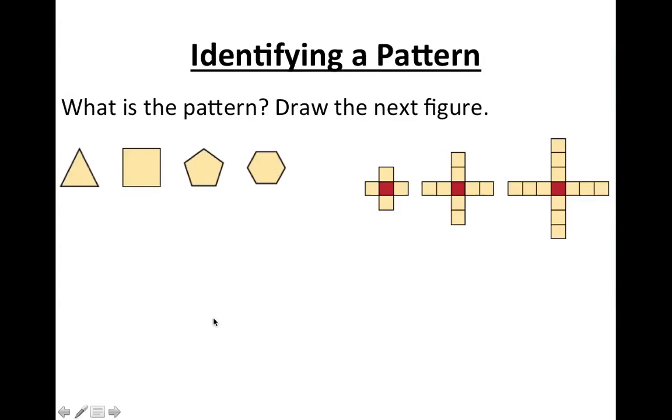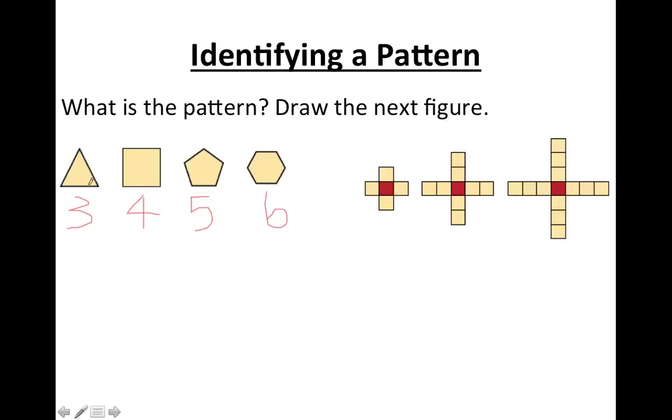The first part of this is identifying a pattern. If you look at our first example on the left-hand side, you should notice that we're trying to identify the pattern and then draw the next figure. Hopefully you recognize the first figure is a triangle, which has 3 sides. The next figure is a quadrilateral, which has 4 sides. The next one is a pentagon, which has 5. And the last one that is drawn is a hexagon, which means it has 6 sides.